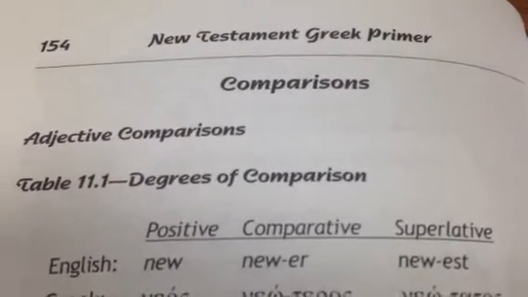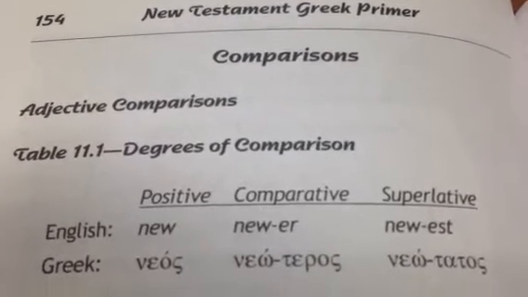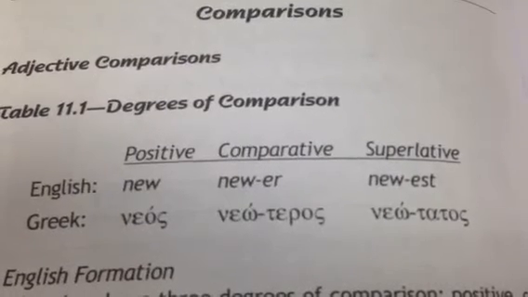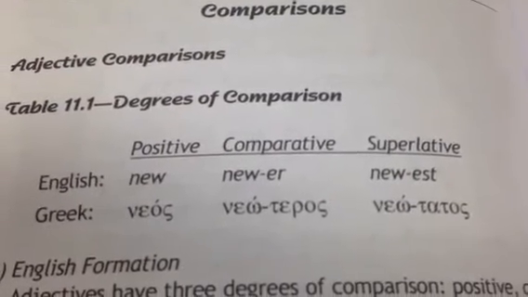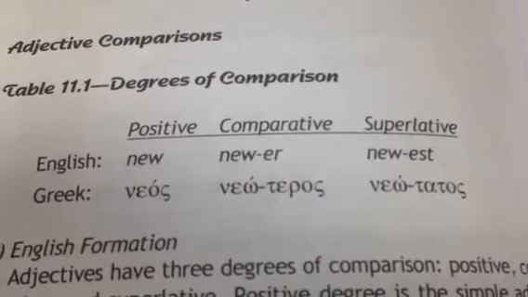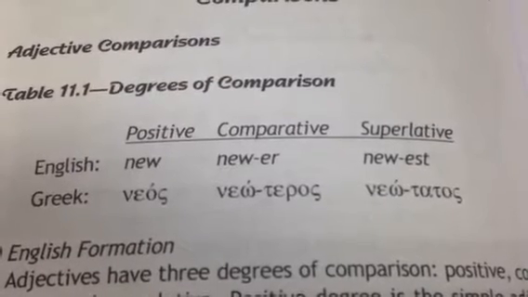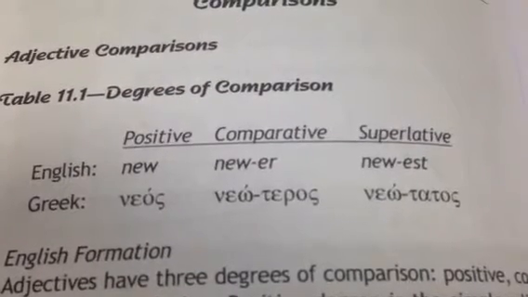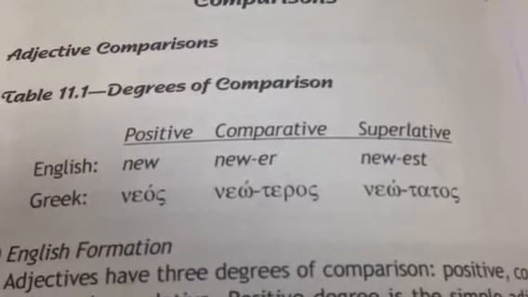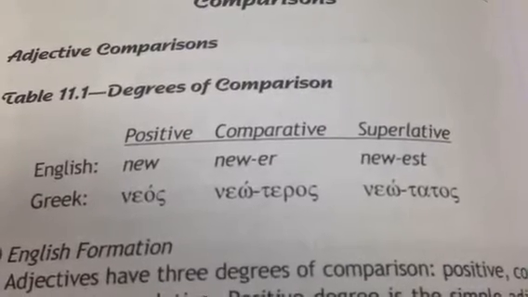Something else in this chapter would be dealing with comparisons. First of all, we have the adjective comparisons. So we have to wonder, how do you express degrees of comparison? Well, in English, we have some that do that in a very consistent way, where you have the positive, it will be new, and then we have a different ending for the comparative, so you have new, newer, and then the superlative, one step up, would be newest.